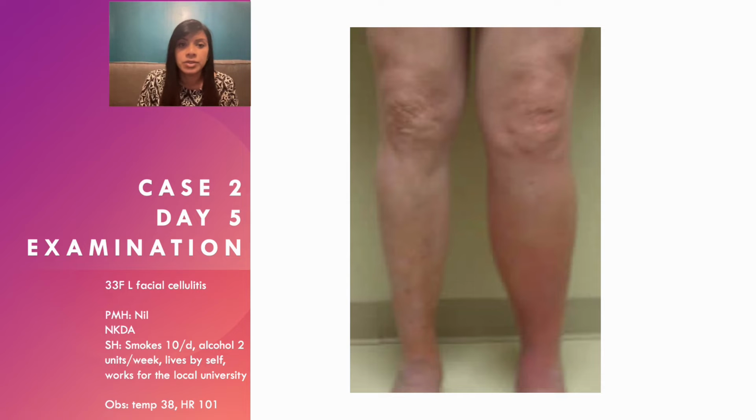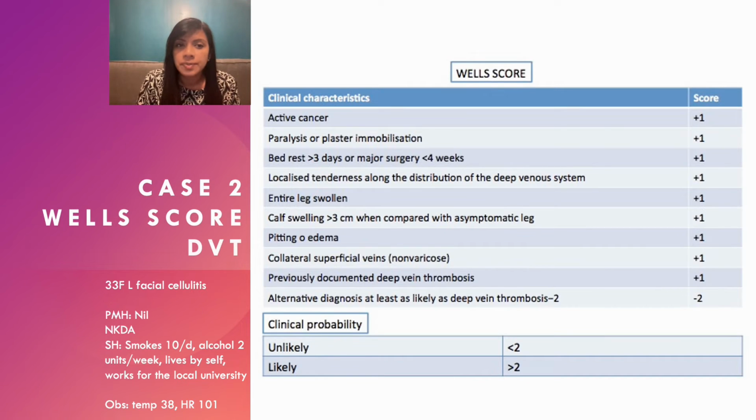So looking at this patient's calves, we can see that one of them is much more red and swollen than the other one. So this patient has a unilateral swollen calf, so we want to be thinking about a deep vein thrombosis. There is a score that you can calculate. In medicine we love scoring systems, so this is called a Wells score, and it's a Wells score specific for a DVT. We'll go over the PE one later.